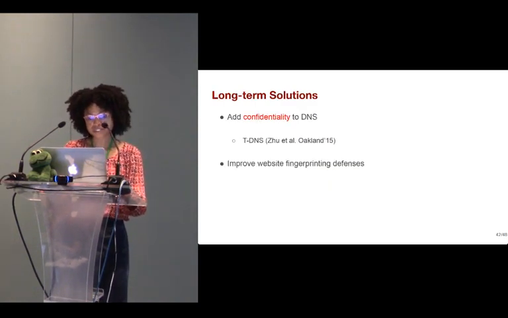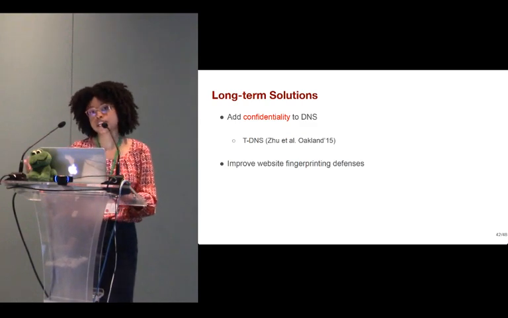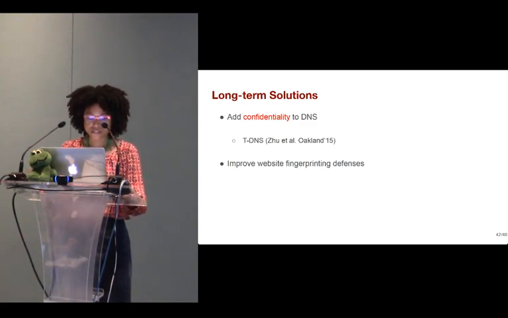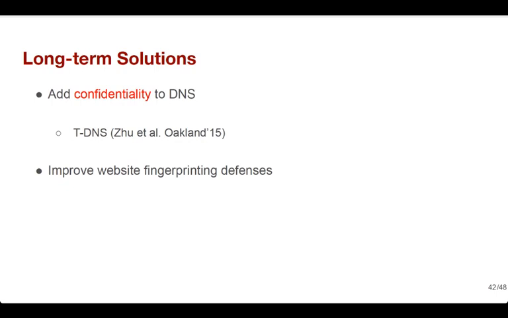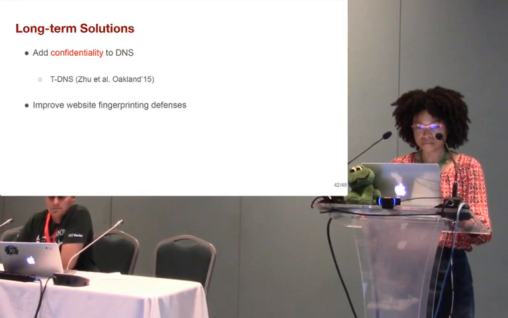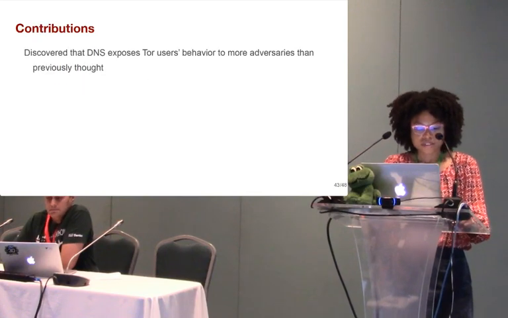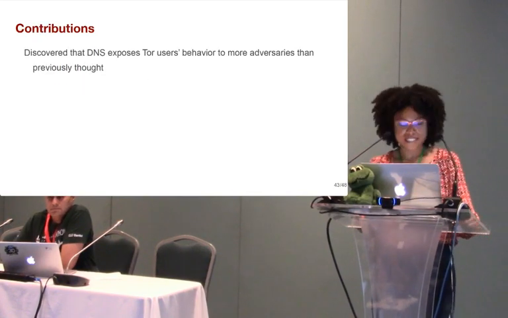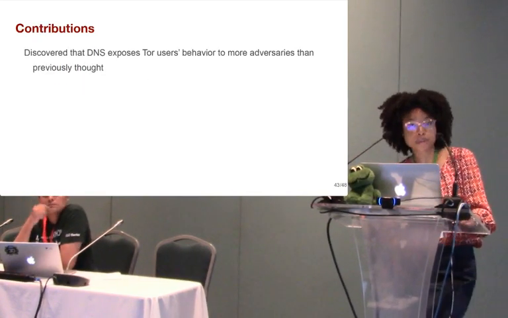So long-term solutions include adding confidentiality to DNS. For example, DNS over TLS transports the DNS protocol over TLS and TCP. And developing defenses against website fingerprinting attacks would be an important long-term goal too. Also, people can choose to use onion services. So now you know how DNS can be used to compromise Tor and what to do about it.